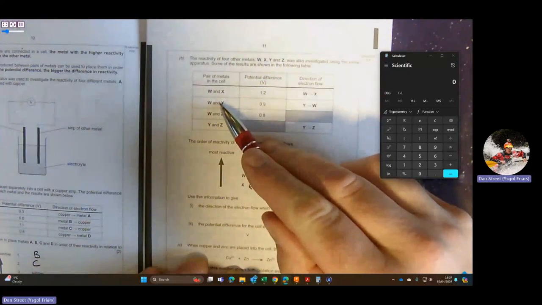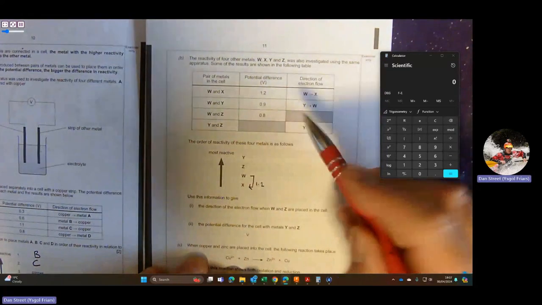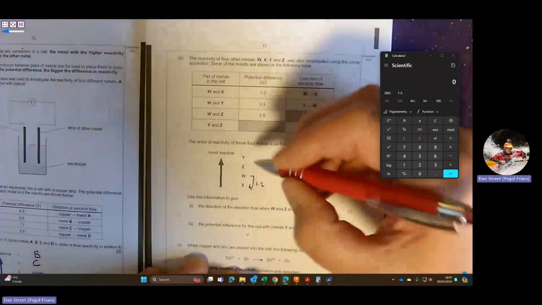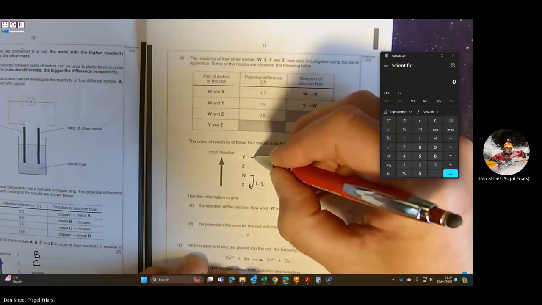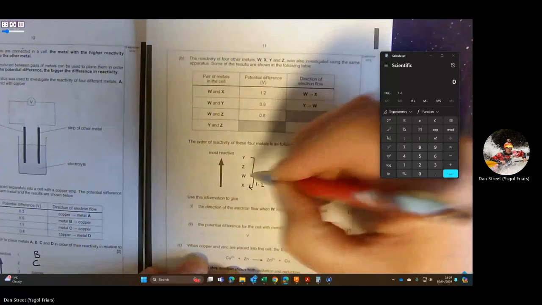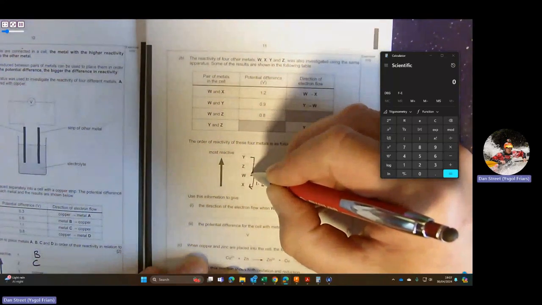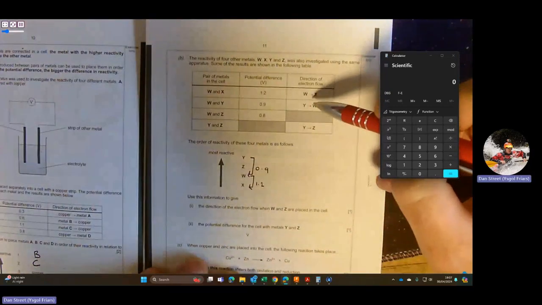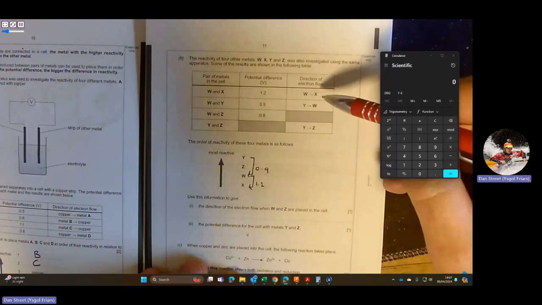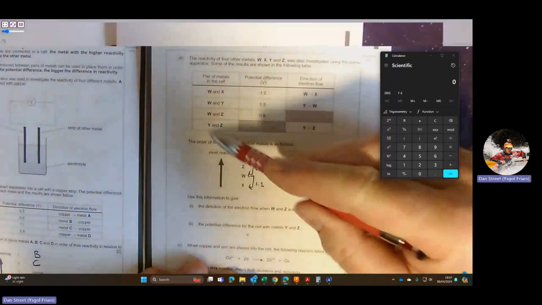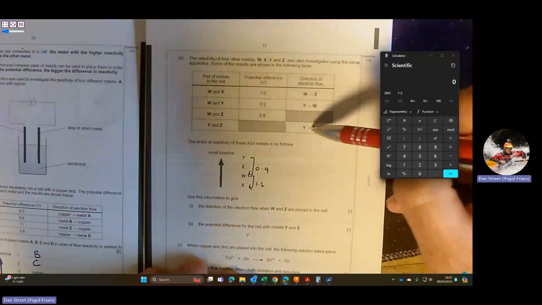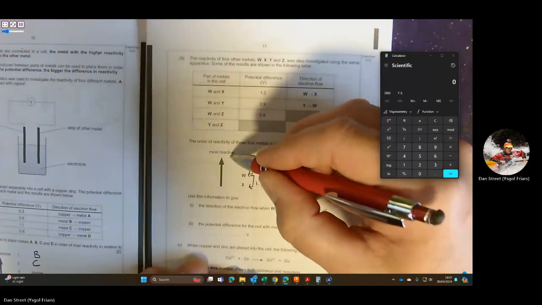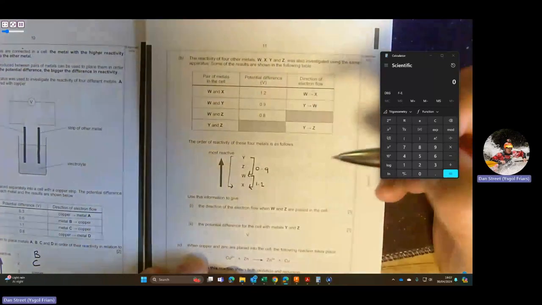Here it tells us W and Y, the transfer is from Y to W. So Y to W, and the potential difference is 0.9. And then we've got the last one, Y and Z, which is Y to Z to an extent, and we're not given that. So Y to Z we know is down there, but we don't know by how much.